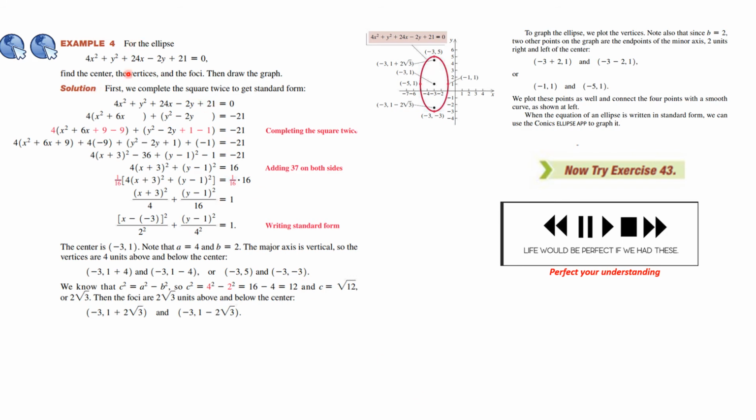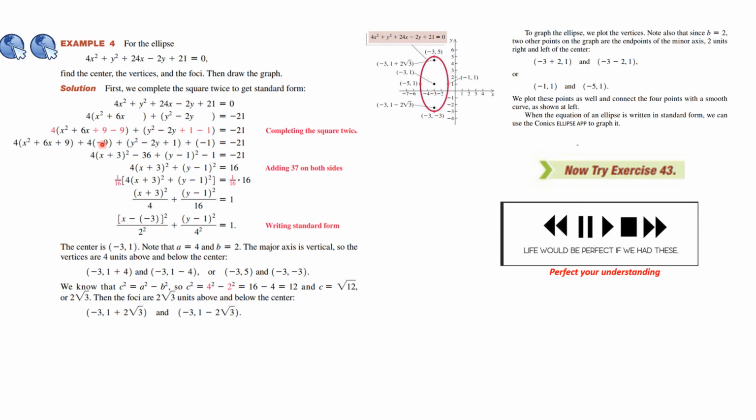Okay, you want to find the center, the vertices, and the foci, and then you want to graph it. So first thing you're going to do is complete the square. Now we have to complete the square twice, on the x and on the y. And you see it is much easier to factor the 4 out and complete the square inside the parentheses. And over here, we just don't have to factor anything out.